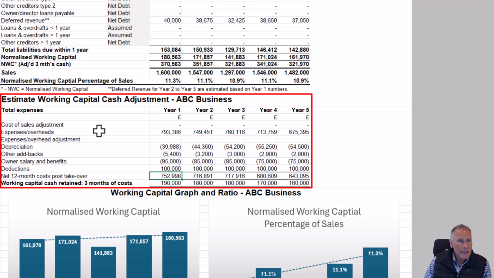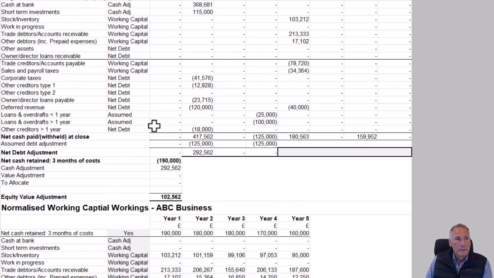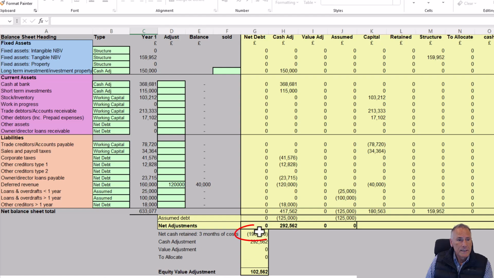Now, you can have a cost of sales adjustment and you can have an expense of overhead adjustment, but I'm going to ignore those for the purpose of this demonstration because I don't want to overcomplicate it. And then AcriCalc will say, this 752,998 is the overhead cost for 12 months. So if I divide that by 12 and times by 3, but it rounds it up, that would be an amount of money that we have to retain, £190,000. And that is deducted from your net debt.